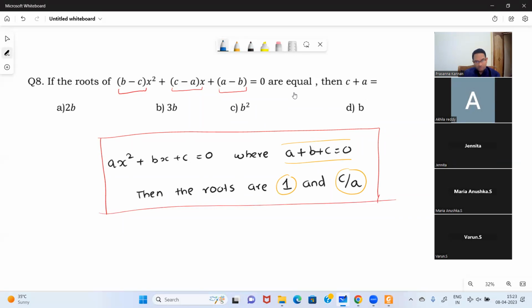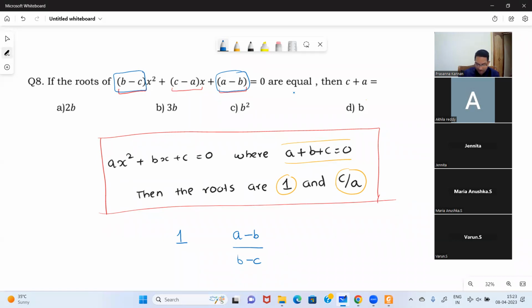So in this question, what are the roots? It is 1 and c by a. What is in place of c? A minus b. And then what is in place of a? B minus c. So c by a is a minus b by b minus c. So what are the two roots of this equation? 1 and a minus b by b minus c. Understood?